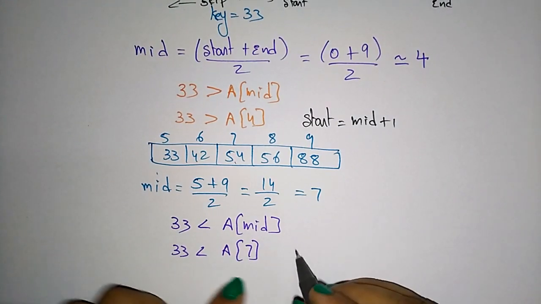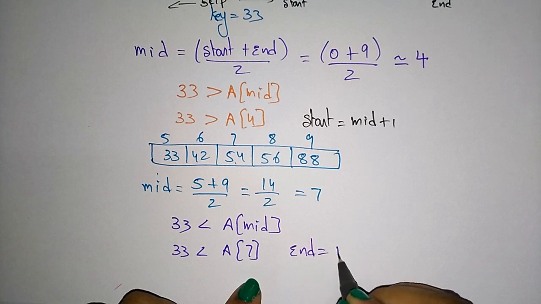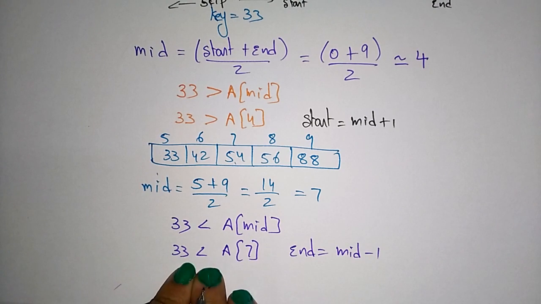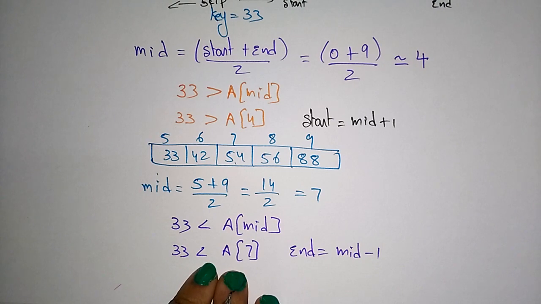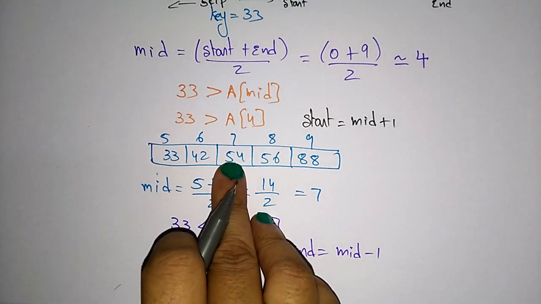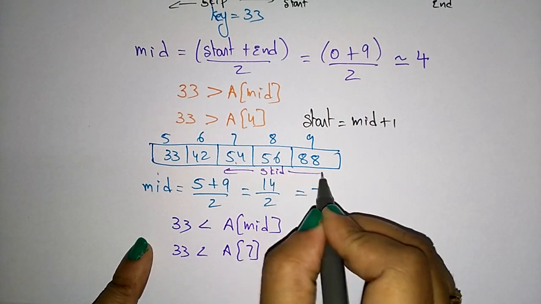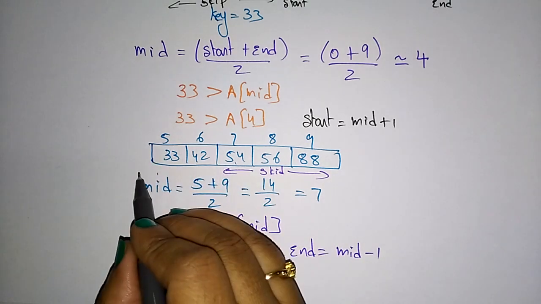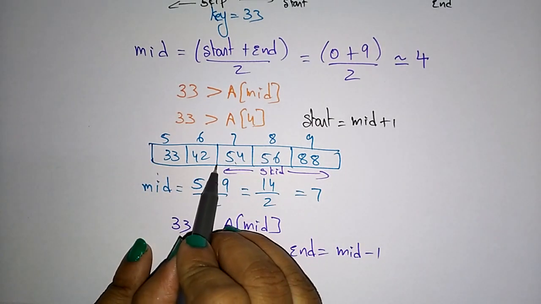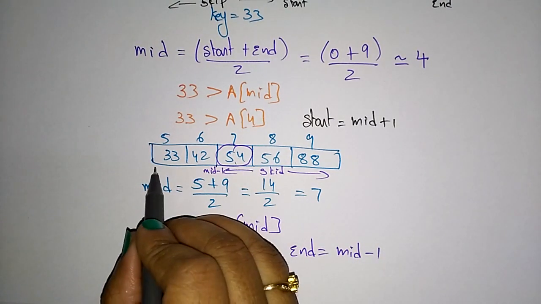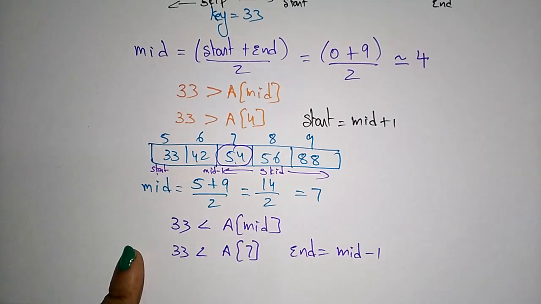So now the end is mid minus 1. Why am I taking end as mid minus 1? Because 33 is less than A of 7, that is, 54 is greater than 33. So you have to skip this and search on the left hand side. We have to search from start to mid minus 1. That's why end is equal to mid minus 1.